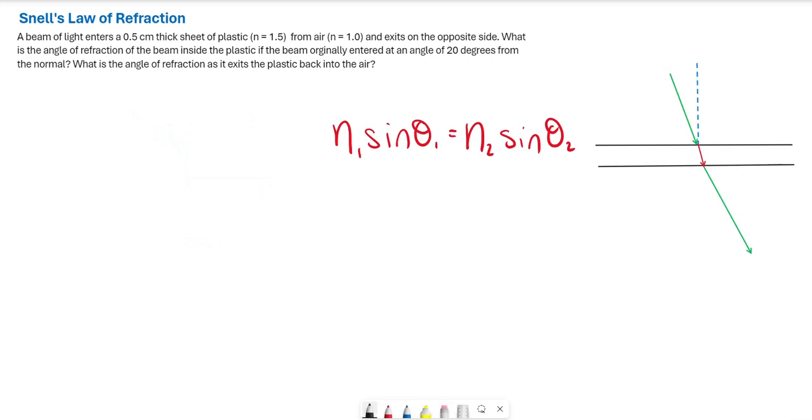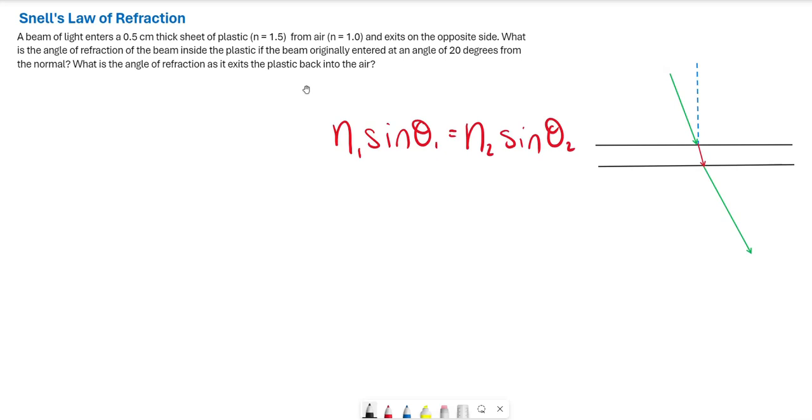We have a beam of light that enters a 0.5 centimeter thick sheet of plastic with an index of refraction of n equals 1.5 from air, which has an index of refraction of 1.0, and it exits on the opposite side. What is the angle of refraction of the beam inside the plastic if the beam originally entered at an angle of 20 degrees from the normal? And then also, what is the angle of refraction as it exits the plastic back into the air?